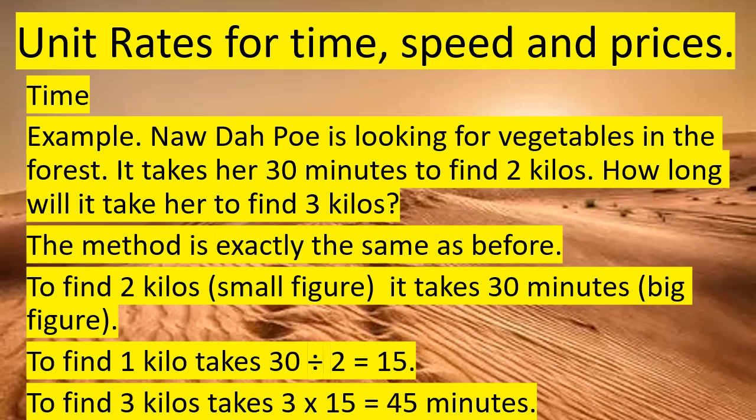So the method is exactly the same as before. To find 2 kilos, the small figure, it takes 30 minutes, the big figure. To find 1 kilo, it takes 30 divided by 2 equals 15 minutes. So to find 3 kilos takes 3 times 15 equals 45 minutes.